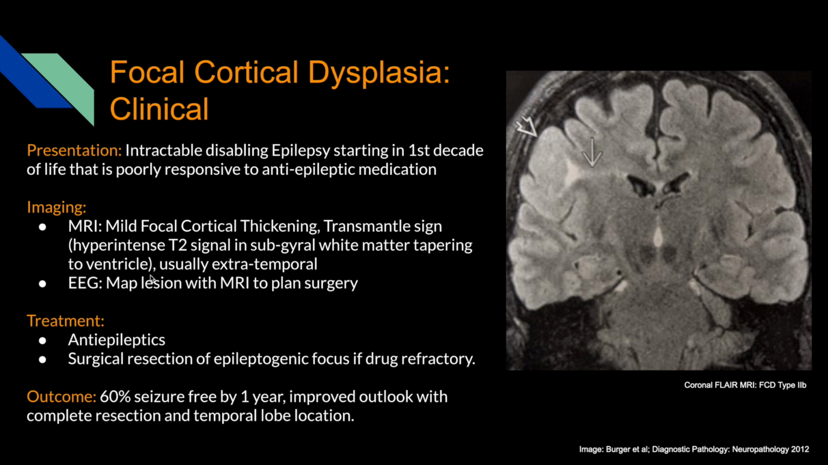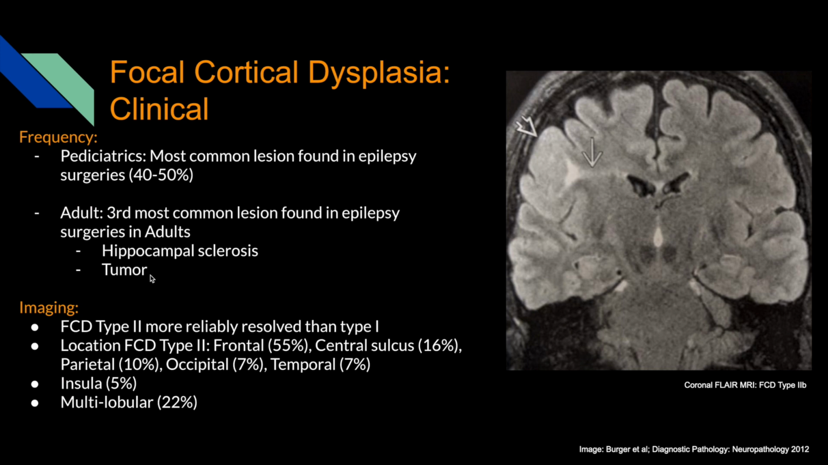Sixty percent are seizure-free by 1 year, and again, things improve when there is a complete resection or it's in the temporal lobe. Sometimes, depending on the location, it may be much more difficult to resect than other locations, so just something to keep in mind. As for the frequency, it's probably the most frequent lesion of epilepsy in children, about 40 to 50%.